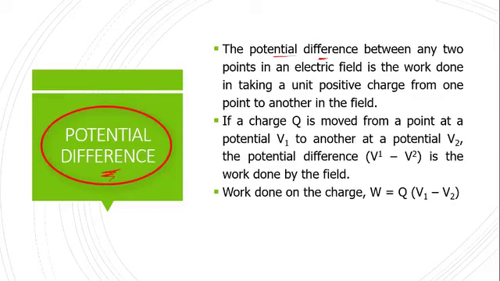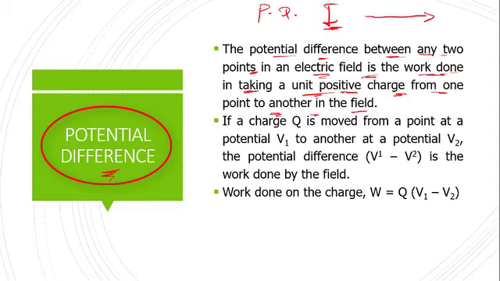Potential difference between any 2 points in an electric field is the work done in taking a unit positive charge from one point to another in the field. There's a big difference between potential difference and electric current, represented by R. Potential difference is the force required to get electrons moving.